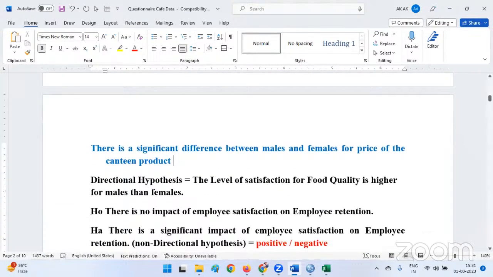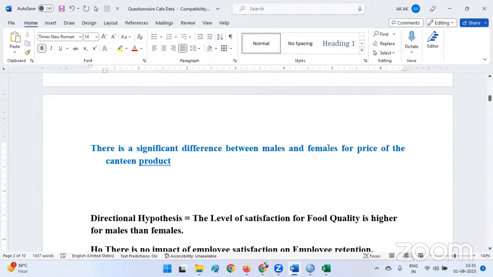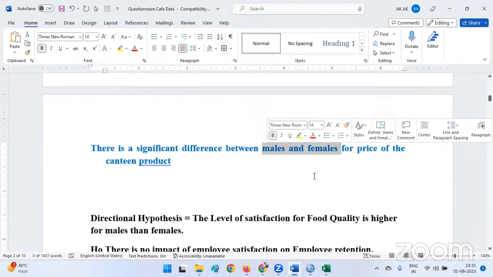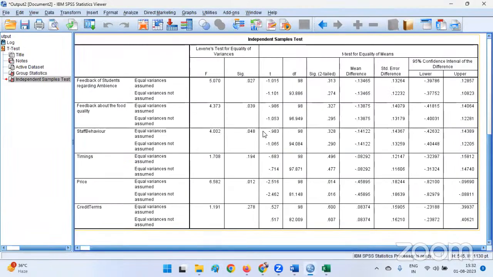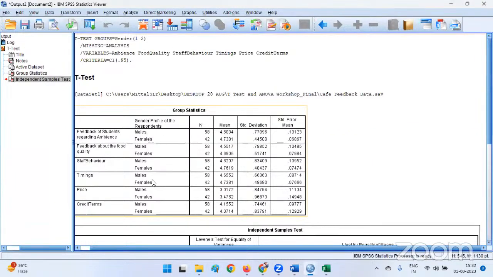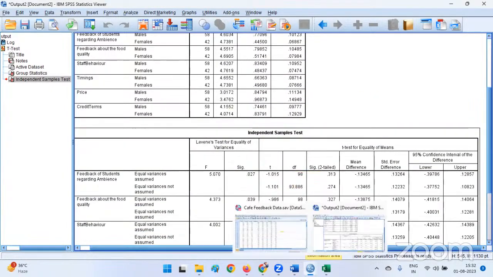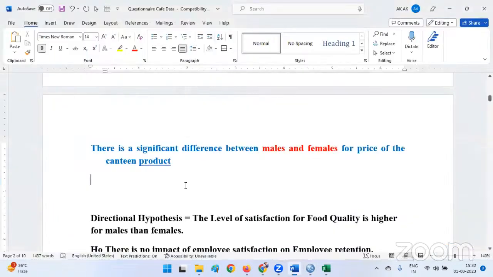Okay, I can write this, but whose satisfaction is more for price and whose satisfaction is less? Whether males are more satisfied or females are more satisfied. So we have to first see the mean difference, males and females for price. Males have 3.01 and females have 3.47, which shows that mean of females is more than mean of males.